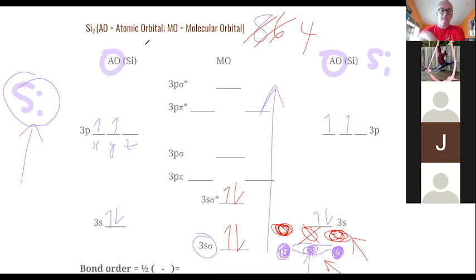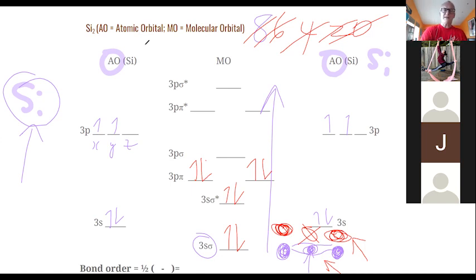3p pi. The first one, right? And what about the next one? The line to the right of that? Right, there's two pi orbitals. So the next one goes to the second, like that. So now I have two electrons left. Where do the last two go? 3p pi. Which one? One on each. Yeah, the first one goes here, and the second one goes there. And now I'm done. I'm out of electrons. I don't have any more.